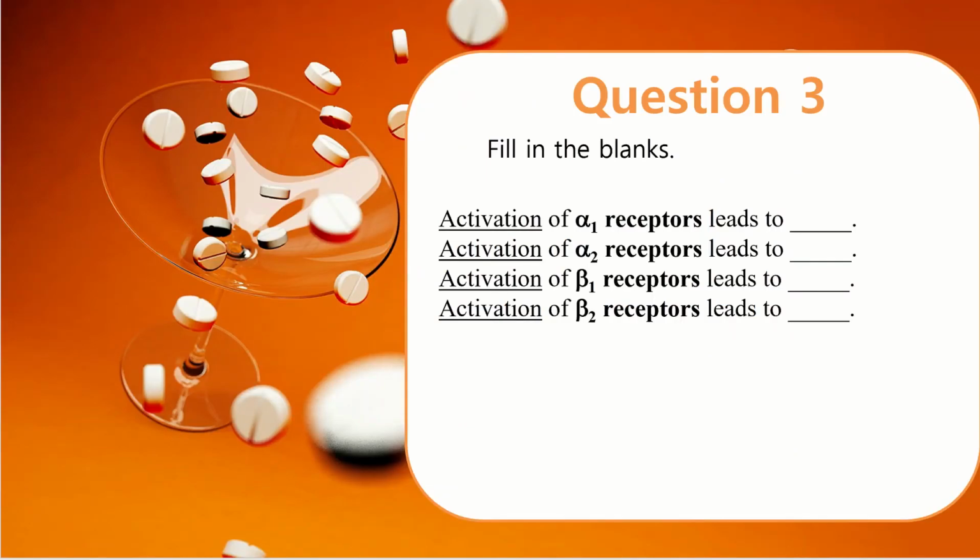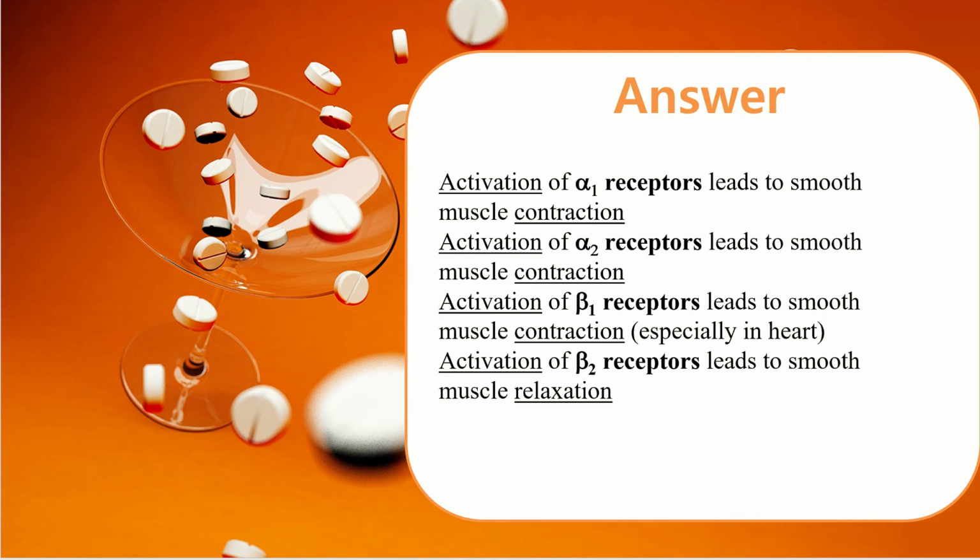All right, so this leads us now to question 3, which says, fill in the blanks. Activation of alpha 1 receptors leads to. Activation of alpha 2 receptor leads to. Activation of beta 1 and 2 receptors leads to. All right, so pause, answer. The activation of both alphas leads to smooth muscle contraction. Activation of beta 1 leads to smooth muscle contraction, especially in the heart. And activation of beta 2 receptors leads to smooth muscle relaxation. So if you got that correct, good job.